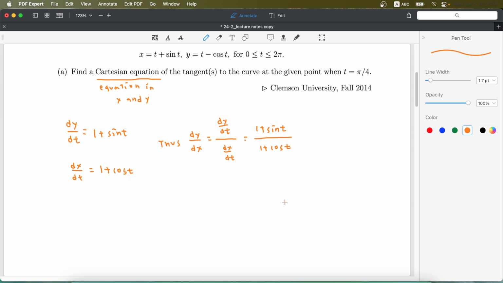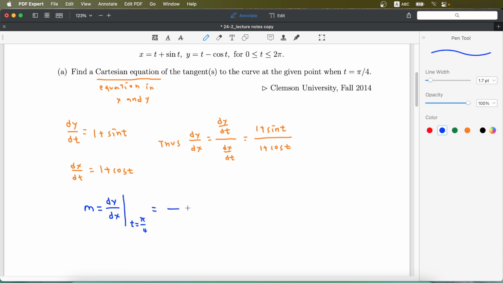Now notice that this slope depends on the value of t. When t changes, the slope will change. We want to find a specific slope at t equals pi over 4. So our slope m is the derivative of y with respect to x evaluated at t equals pi over 4.